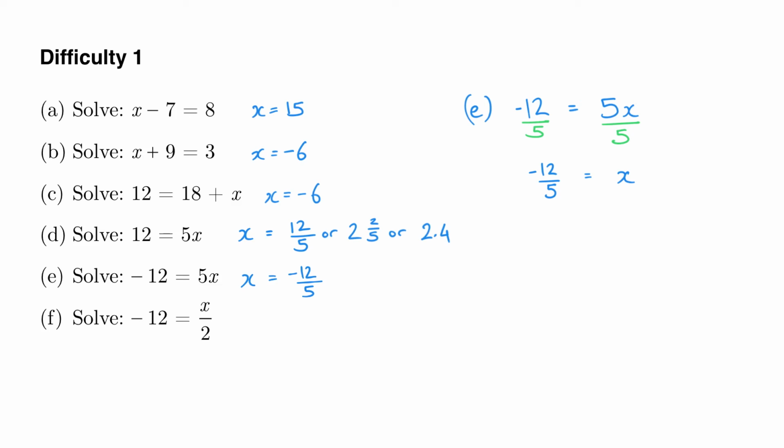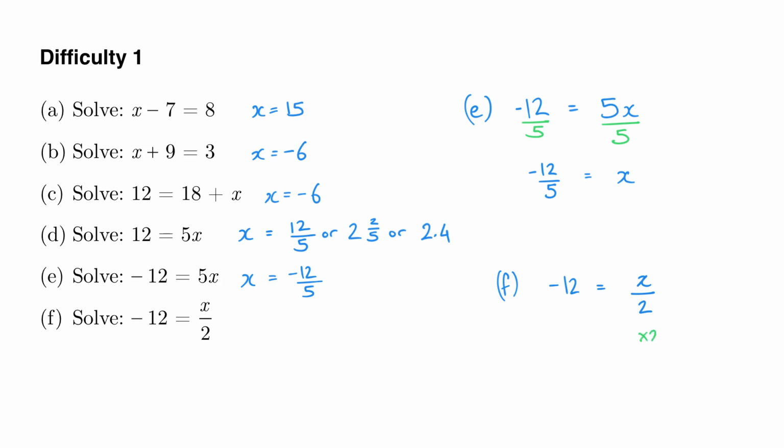Finally, let's have a look at F. This time we're solving negative 12 equals x over 2. Now remember what this means. This means divided by. I've already used it to mean divided by up here. So what we've got here is actually x divided by 2, and that gives us negative 12. Now how do we undo division by 2? What is the inverse? Well, what we need to do is multiply by 2.